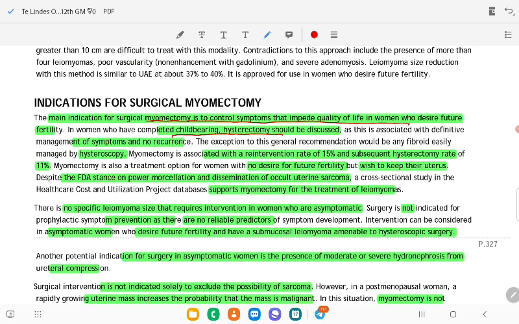Myomectomy is also a treatment option for those who have already completed their family but desire to keep their uterus; you can offer it to them, and they should be counseled that morcellation and dissemination of occult uterine sarcoma can occur. No specific uterine size requires intervention in those who are asymptomatic. Surgery is not indicated for prophylactic symptom prevention, as there is no reliable predictor of symptom development.